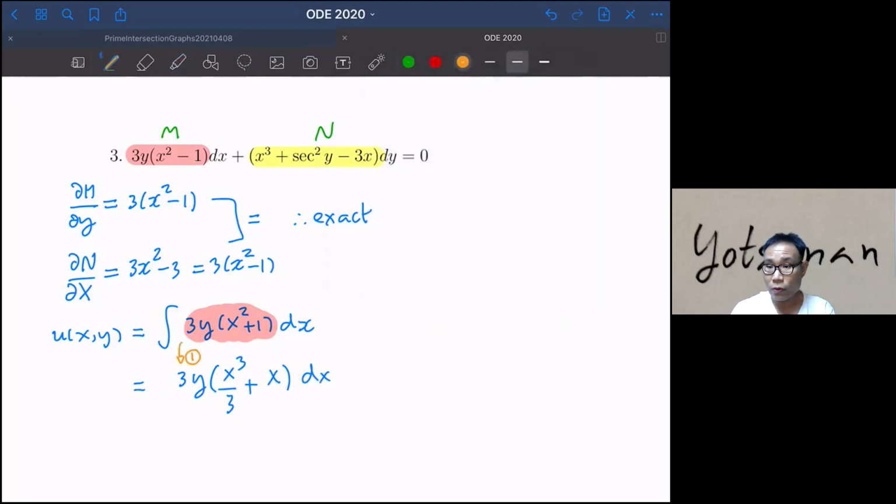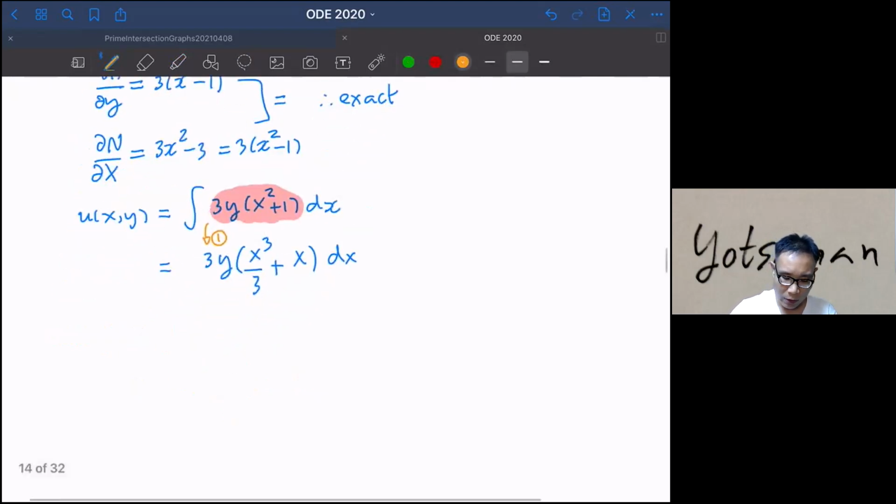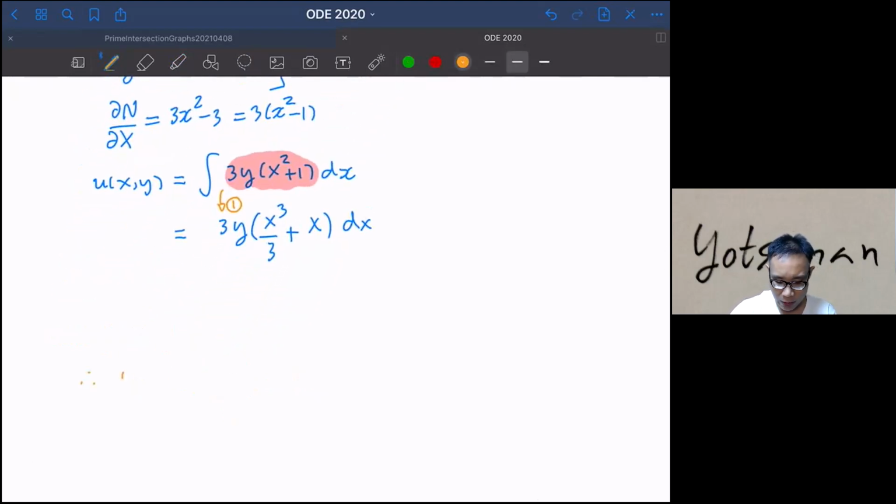So I ask you to continue this example until you get uxy equal to something plus c equal to 0. This is the thing that you need to do on your own first, and I'm gonna give you the solution during the recitation.